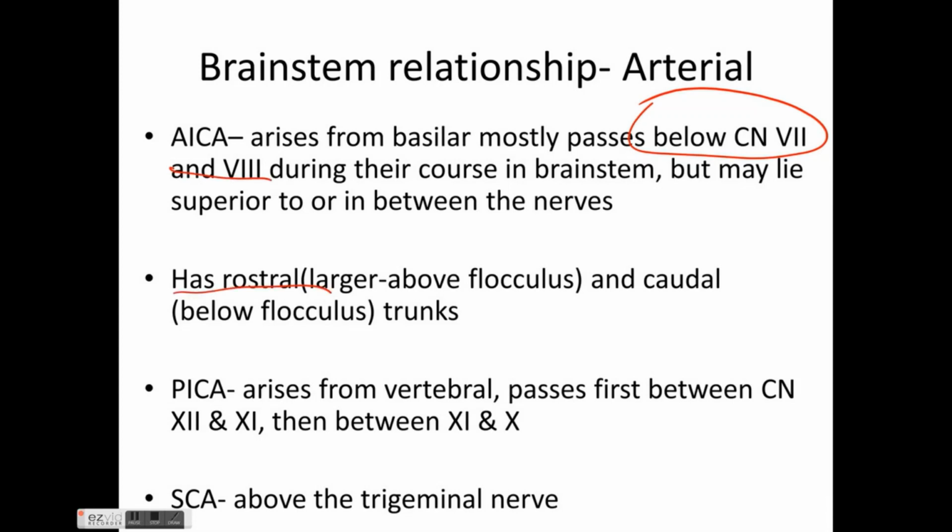PICA arises from the vertebral and it passes between the cranial nerve 12th and cranial nerve 11th, and then between the cranial nerve 11th and cranial nerve 10th. And SCA is above the trigeminal nerve.